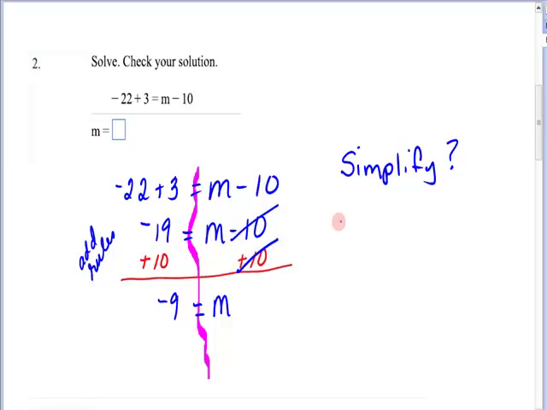So what was different was I didn't write negative 19 plus 10 equals m minus 10 plus 10. I didn't write it that way. I just put the plus 10 underneath, and it's a nice shorthand way to write it.